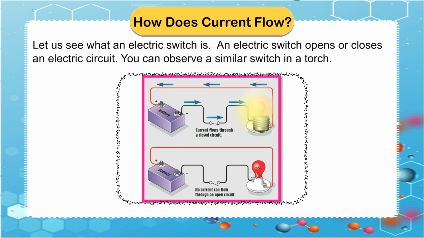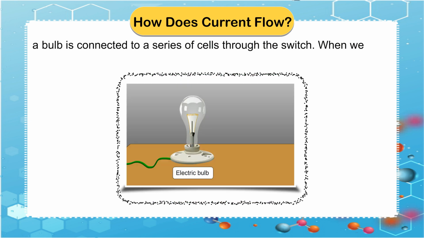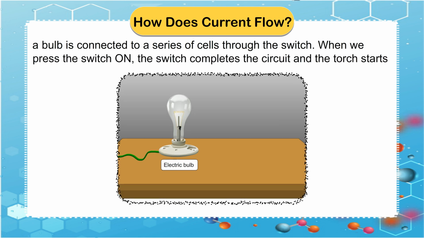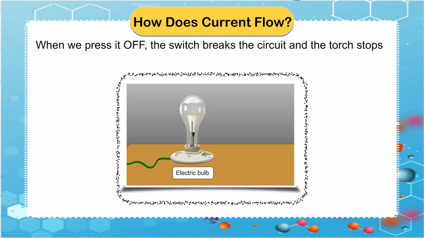You can observe a similar switch in a torch. A bulb is connected to a series of cells through the switch. When we press the switch on, the switch completes the circuit and the torch starts glowing. When we press it off, the switch breaks the circuit and the torch stops glowing, as shown in the image.